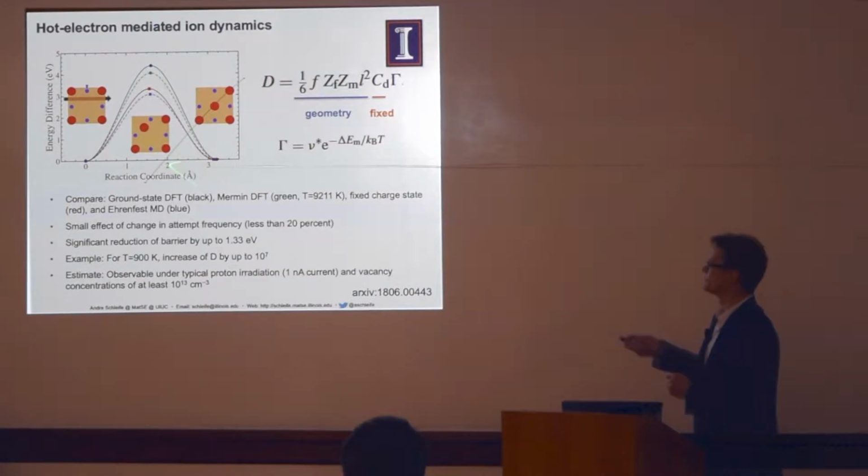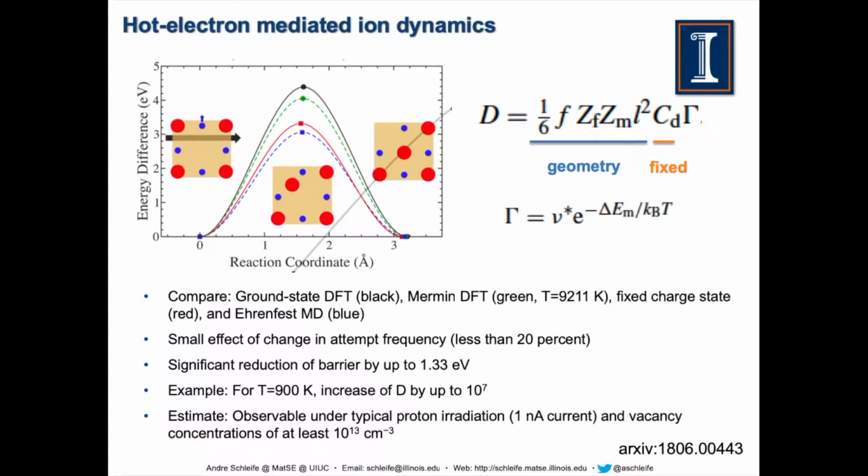Now, what's the message from this? Okay, so you see that the diffusion barrier is reduced by, I think the number is here, 1.3 electron volt. So it's significantly reduced. Because it enters exponentially into this rate, that means that the diffusivity itself would be tremendously increased. Now the problem is, of course, in a real material, not all the defects will be hit by protons all the time. Right? We have sort of a defect distribution, and radiation is only part of the sample.